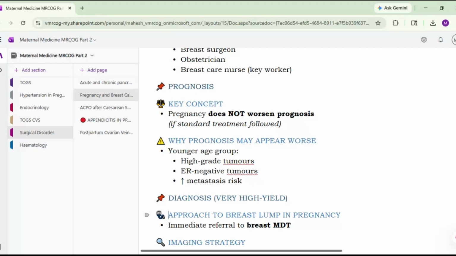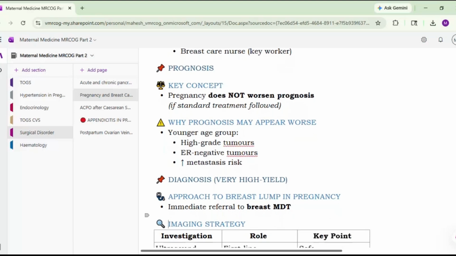But why may the prognosis appear worse? It is mainly because these are young age group patients, and in the young age group you get high-grade, estrogen receptor negative tumors, and there are increased chances of metastasis. That is why it appears that the prognosis is worsened.